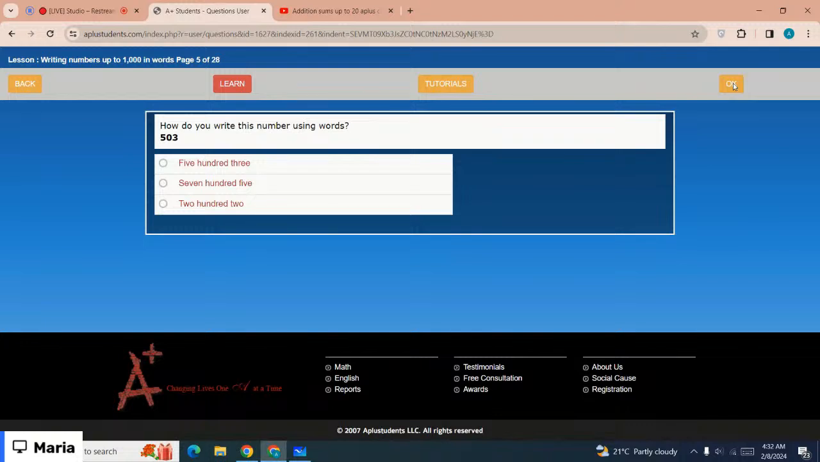How do you write this number using words? So, which is the correct option? Yes, that is 503. Option number 1 is the correct option. Got it?